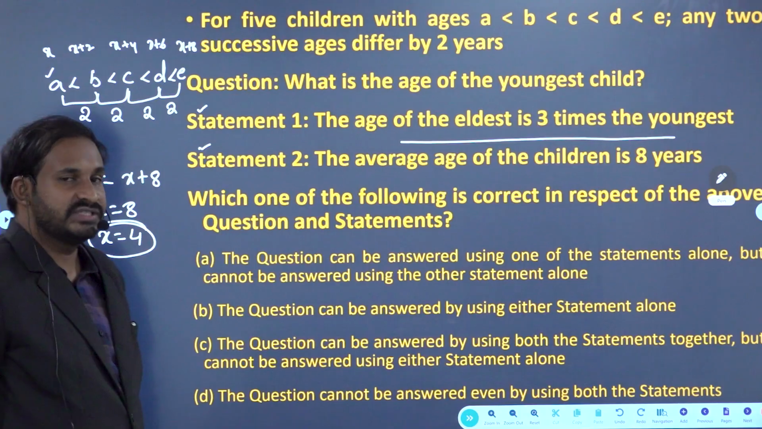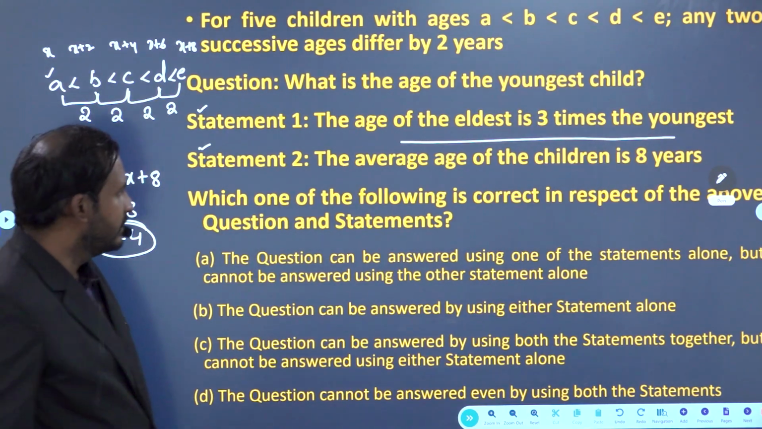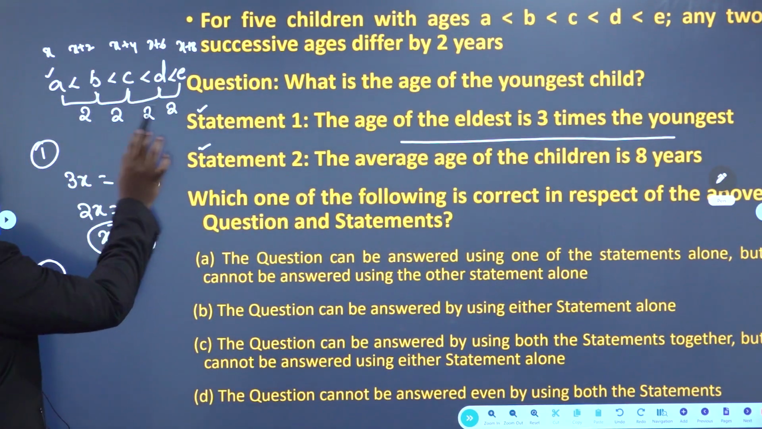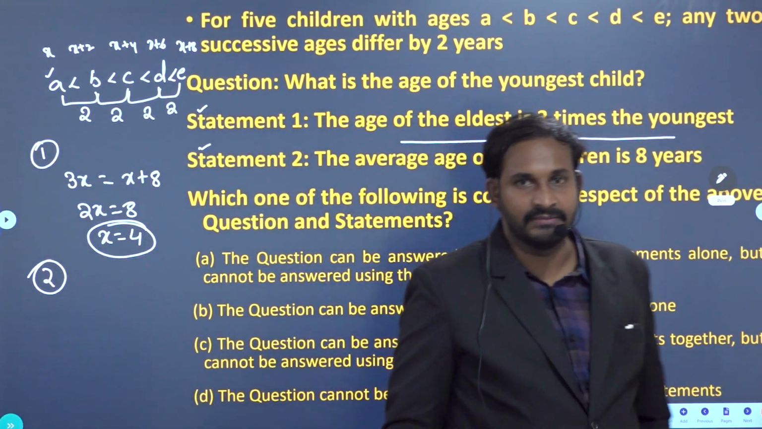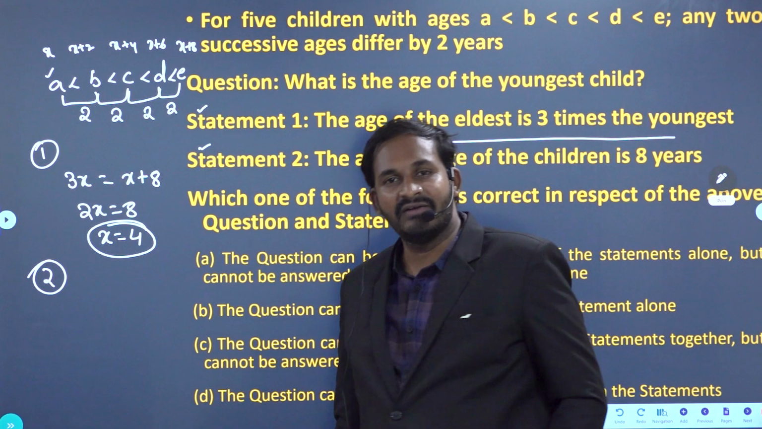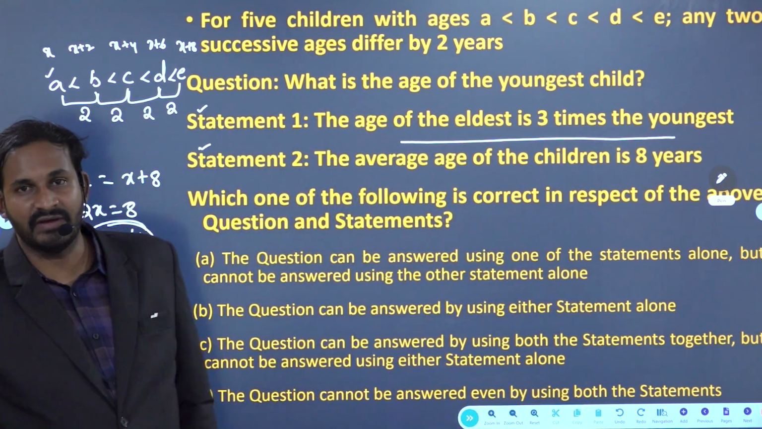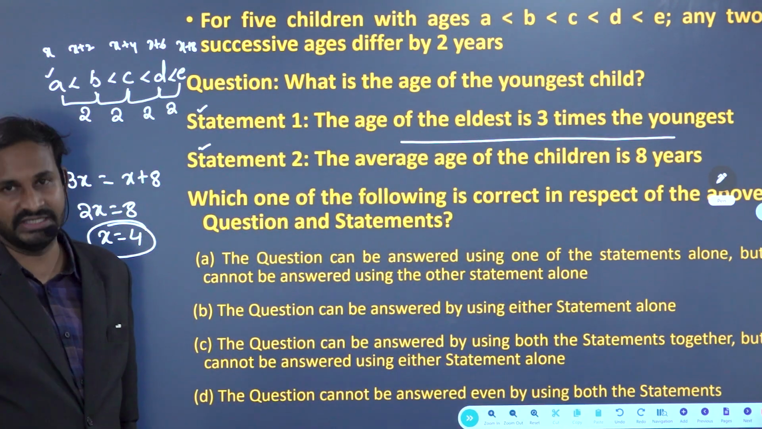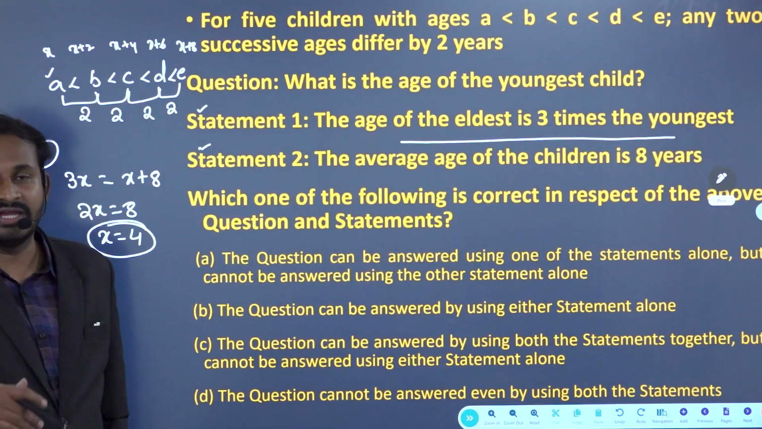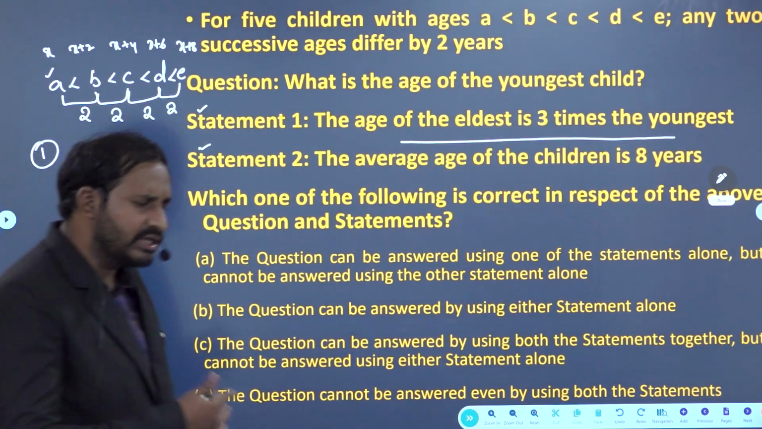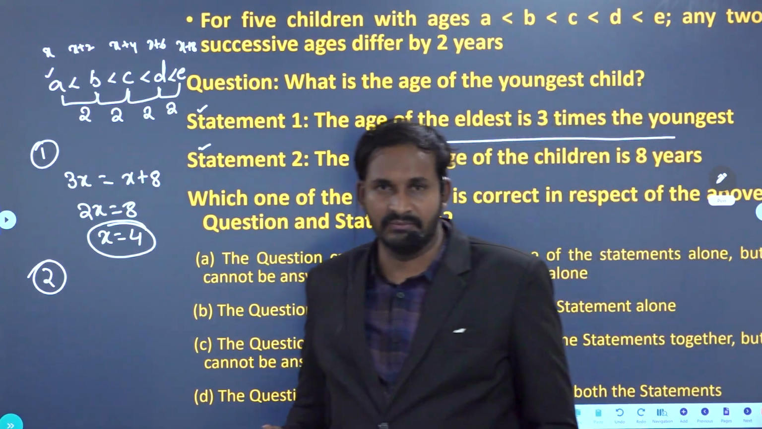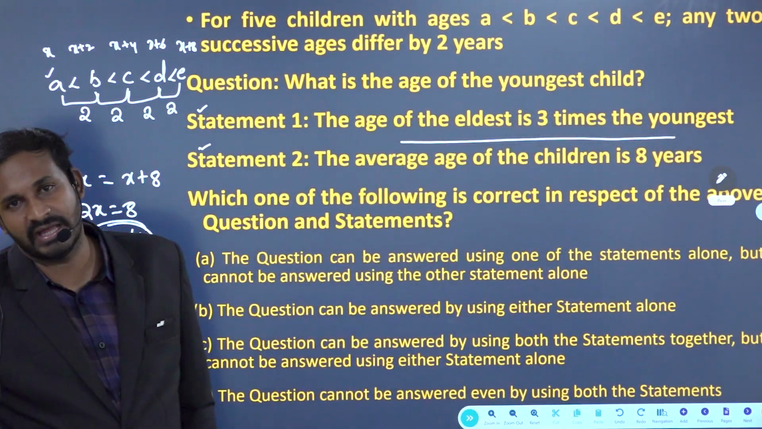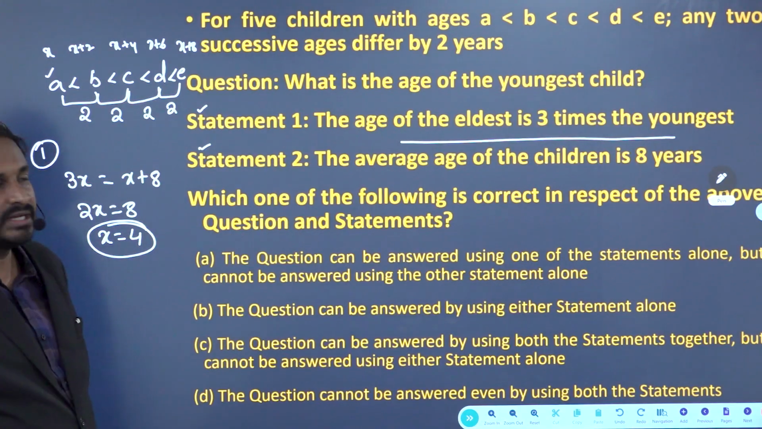The average age of children is 8 years. Okay. Now see here, students, if there is a common difference between them, then what will be the average in general? In 5 observations, or any number of observations, if they maintain equal distance, that is, if they are equidistant from successive numbers, then the middle one becomes the average.